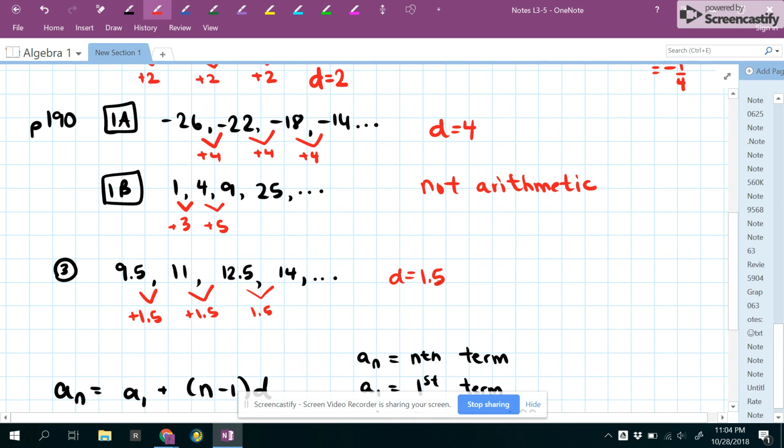Since we know the common difference, you should be able to find the next 4 terms. So to find the next four terms, you just have to add. 14 plus 1.5 is 15.5. Add 1.5 again, and you get 17. Add 1.5, and you get 18.5. And then do it one more time, and you get 20 for your answer. So again, you can take the common difference to continue the pattern.